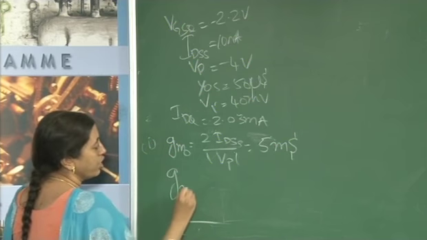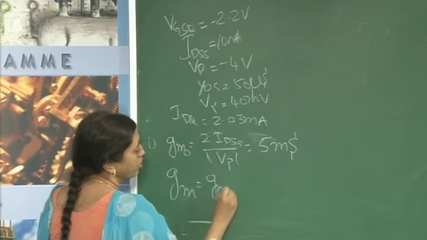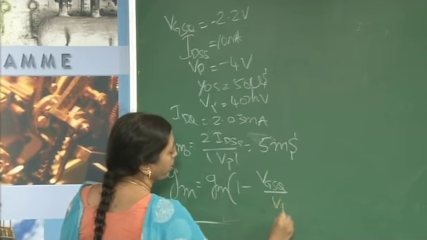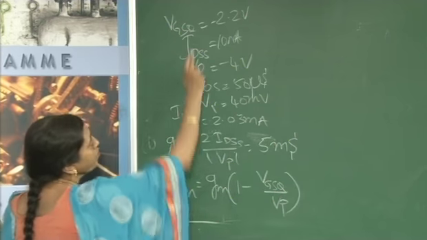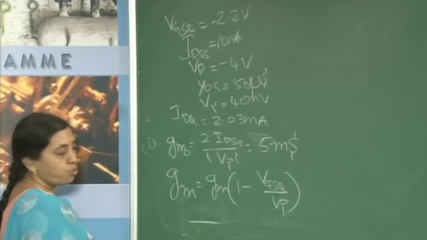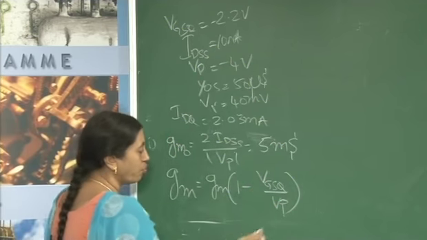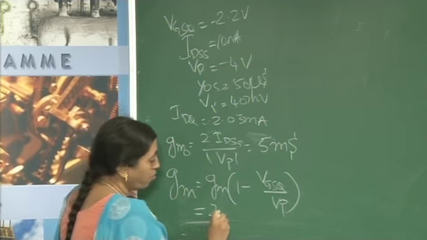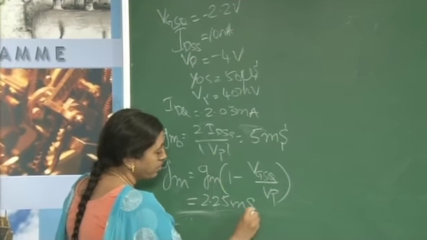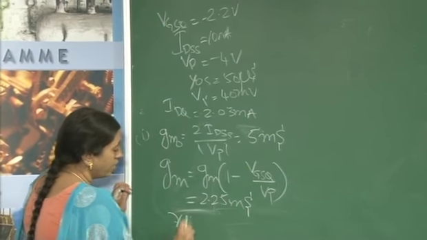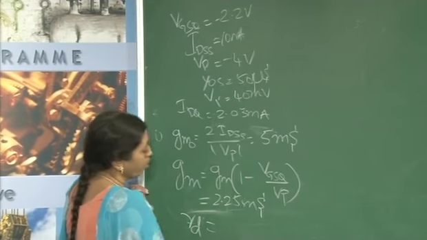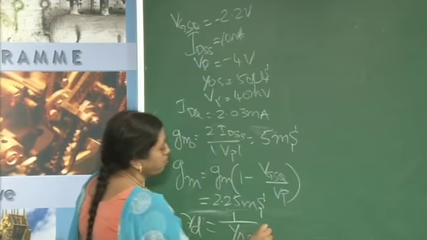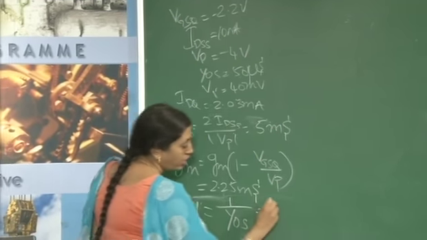Then find out gm using gm naught into 1 minus VGSQ by Vp. So, VGSQ value is given to be minus 2.2 volts, so we have to consider the polarity also. This comes to around 2.25 millisiemens. Next is rd. To find out rd, take the reciprocal of the output admittance. So, this comes to around 20 kilo ohms.